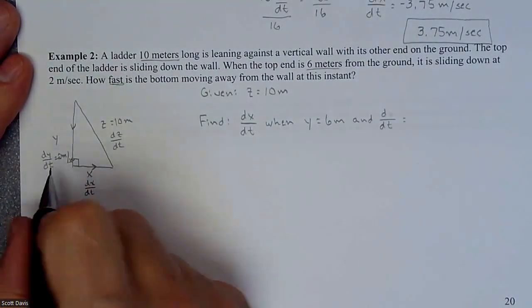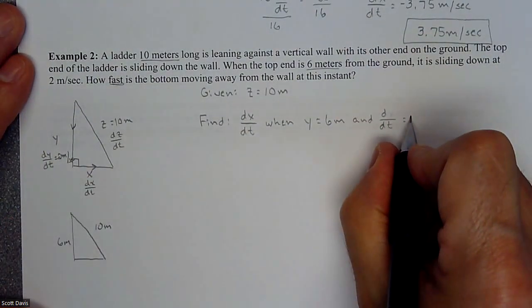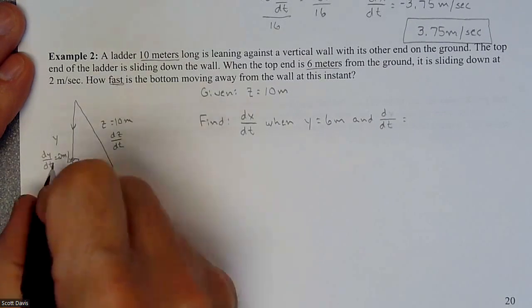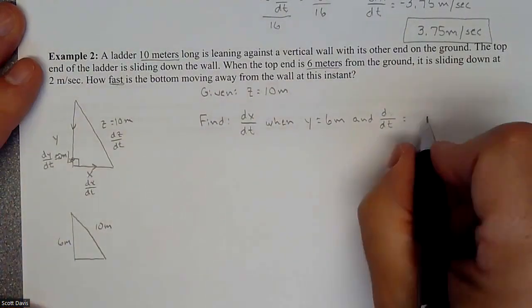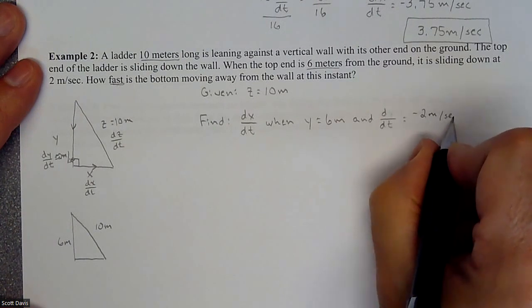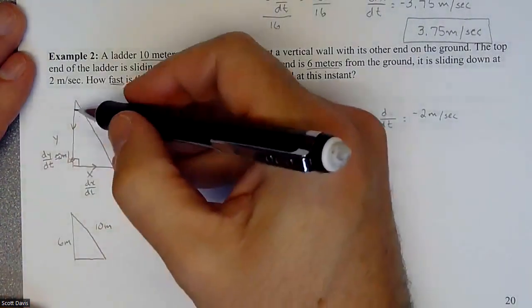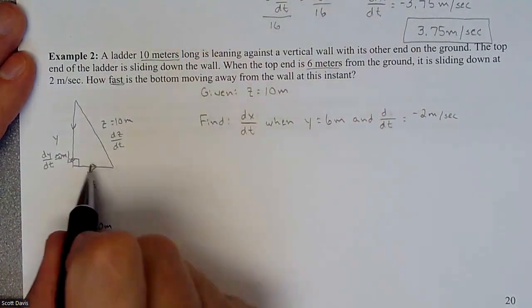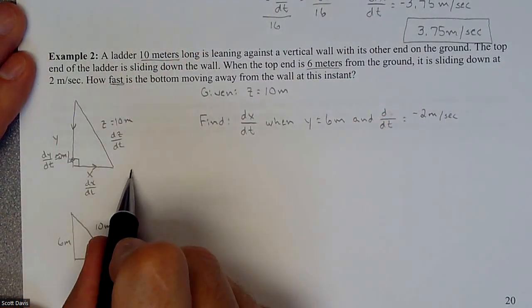I did say it wrong. dy dt is going to be changing at 2. Now there's a direction associated to this, so I'm going to tack a negative onto it. So it's a negative 2 meters per second. Right, and the reason I'm throwing a negative on is this distance is shrinking. This distance should be positive because it's expanding.